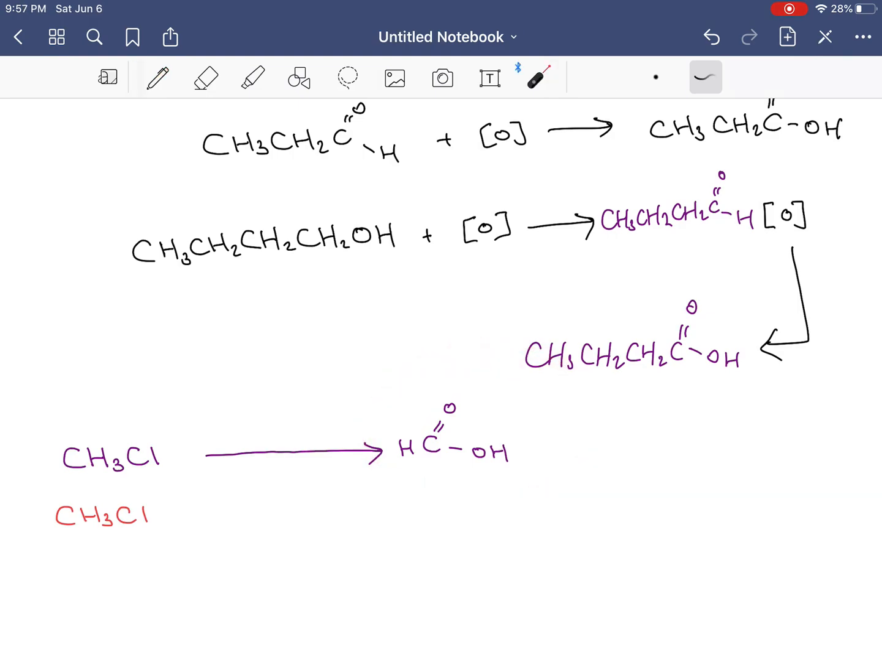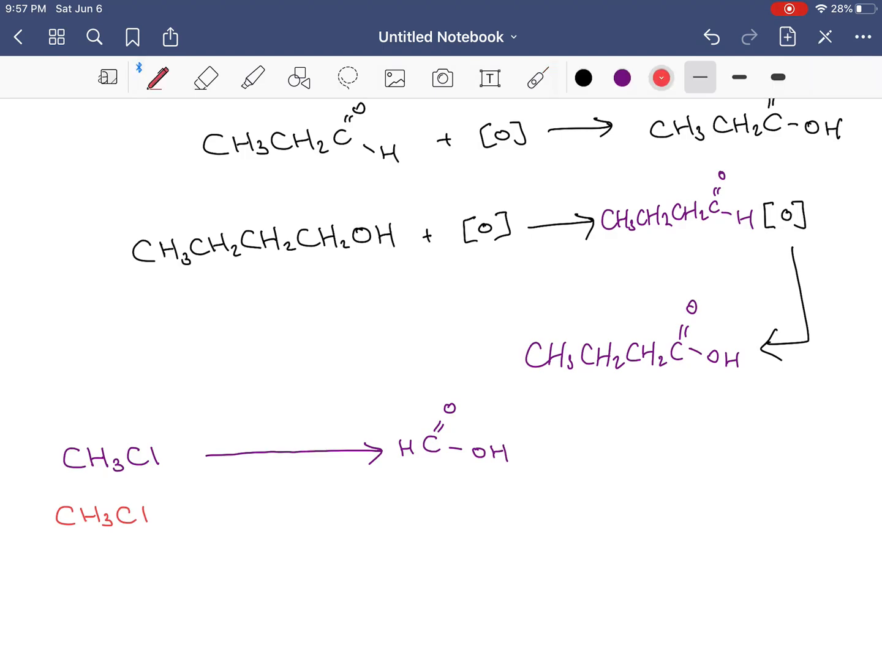Well, from what I know so far, a carboxyl came from an oxidation reaction of an aldehyde, right? An aldehyde came from an oxidation reaction of an alcohol. The question is, can I turn this into an alcohol? Was there a reaction that I learned before that will turn this into an alcohol?